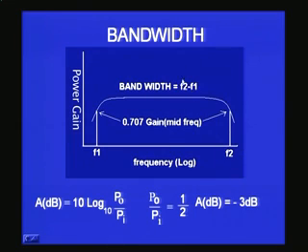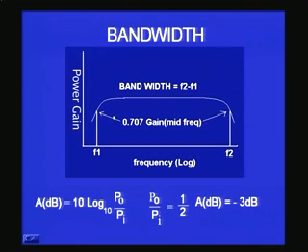The bandwidth is given by F2 minus F1. F2 is the higher frequency, F1 is the lower frequency. F2 minus F1 gives me the bandwidth of the amplifier. So the F1 point is chosen corresponding to the 3 dB point, or in terms of power gain, the half power point. But we are now discussing the voltage gain.